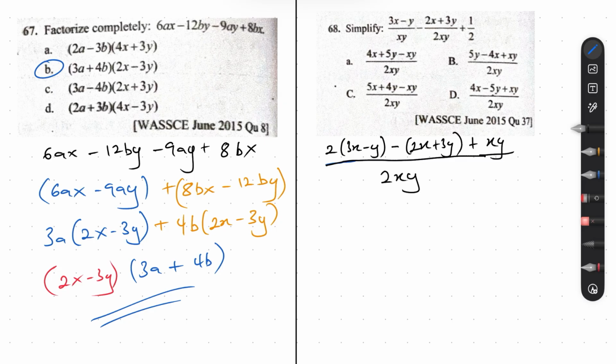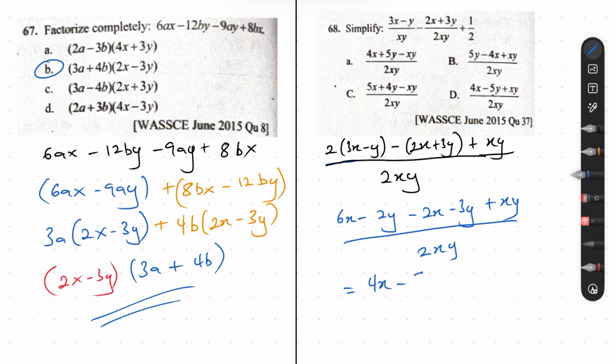Okay, cool. Let's expand. What do you have? We have 6x minus 2y minus 2x minus 3y plus xy all over 2xy. Okay, so when we simplify, what do we get? We get 4x minus 5y plus xy all over 2xy. I think we cannot factorize it anymore, so that will be our solution. 4x minus 5y plus xy, that is D.